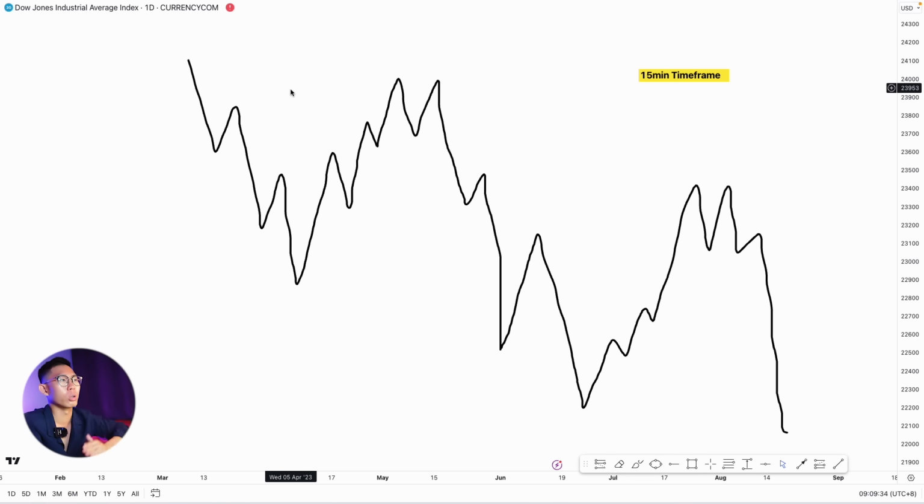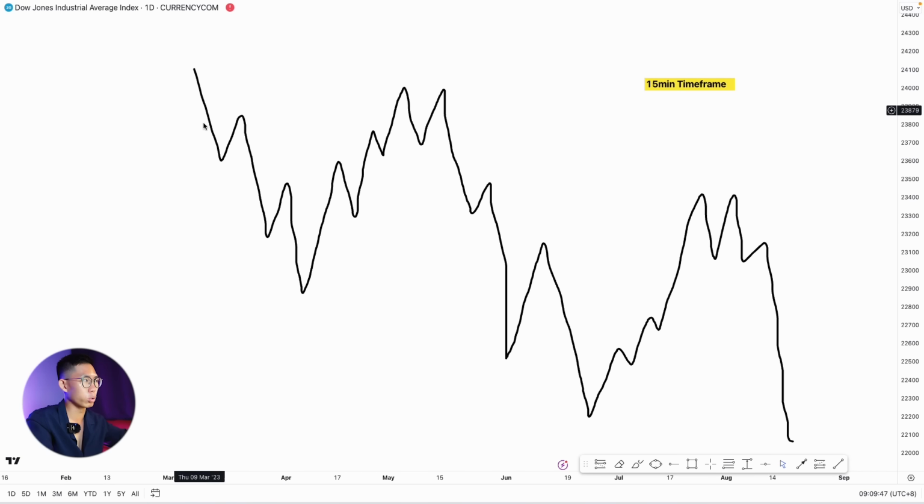It will go down, retrace, go down, retrace, go down, retrace. That's what's causing this whole confusion. But don't worry, I'm going to simplify this for you, alright? So this is the correction phase, and we can see that price got pushed down. The minute price pushed down, it's going to start retracing, right?